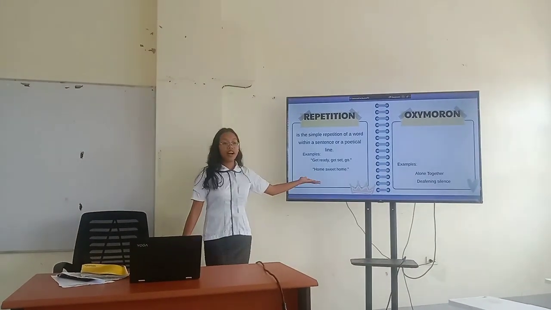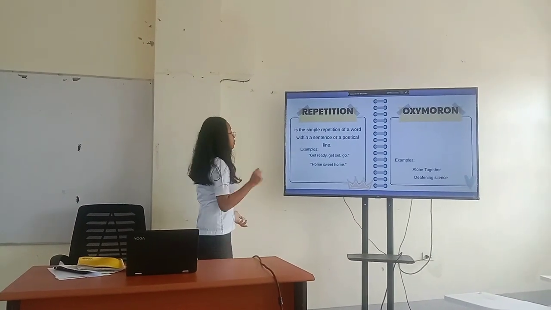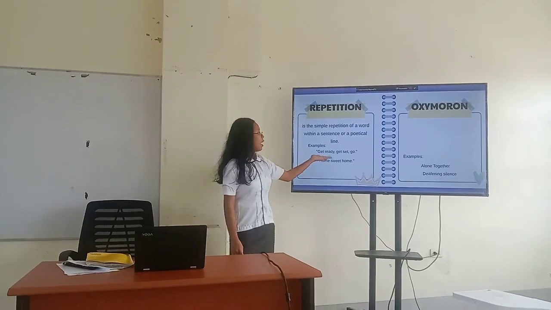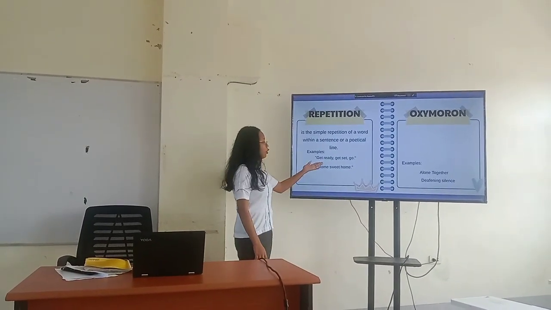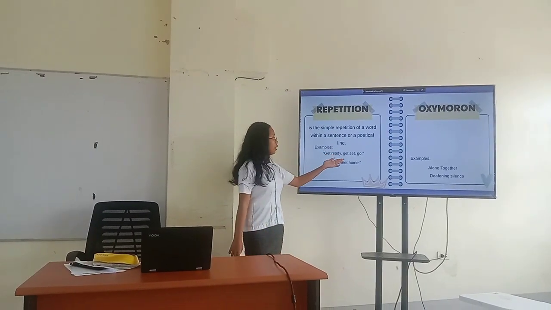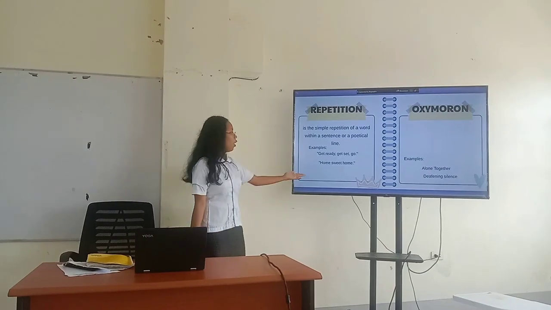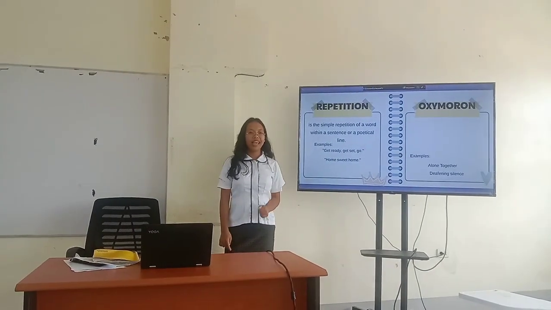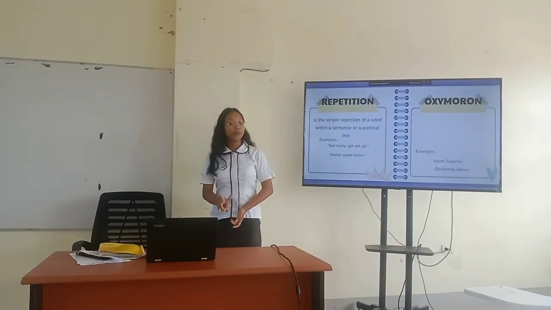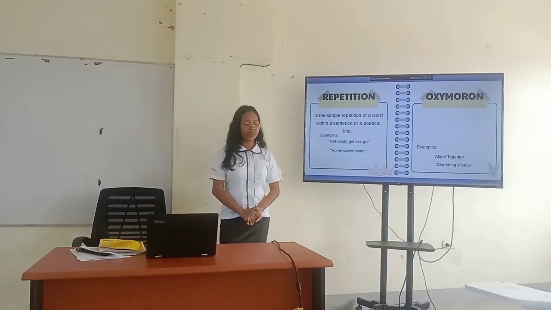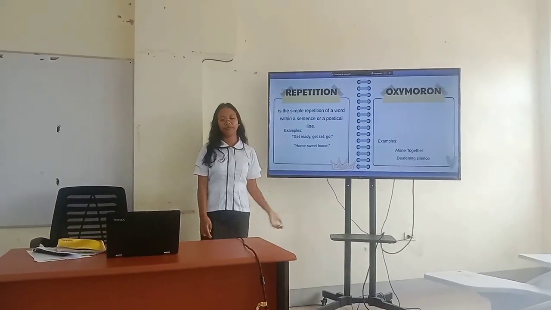So what is the repetition in our example? It's the repetition of the word get, and the letter G. We have used the letter G in get, and go. We have another example. Home, sweet home. So the words that are repeatedly used in this example are the words home and home.